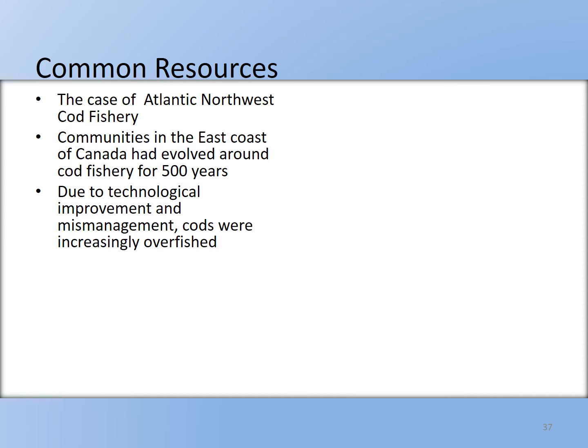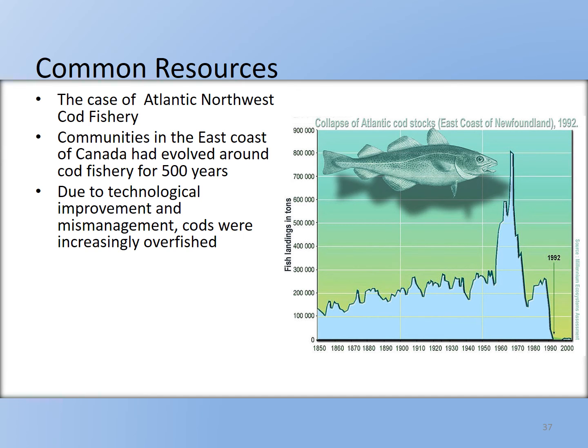But due to technical improvements and mismanagement, cod were increasingly overfished. By how much? Now, this is data from the 1850s to the year 2000. The amount of fish caught was increasing. There were yearly variations, but the general trend was that it was increasing slowly. More and more fish were caught. The big difference came from the 1950s onwards with technology improvements. What do you have? These big nets that I mentioned, sonar technology, right?